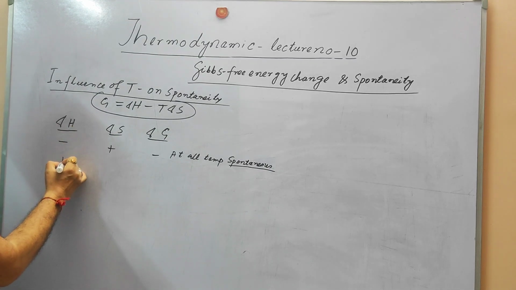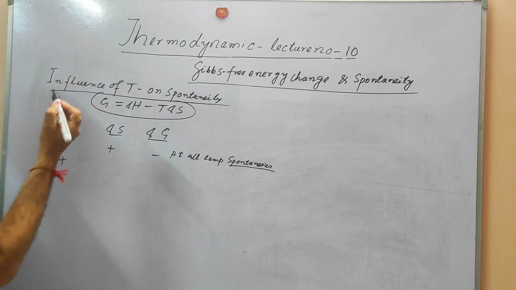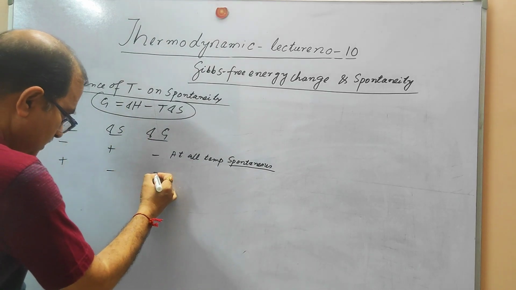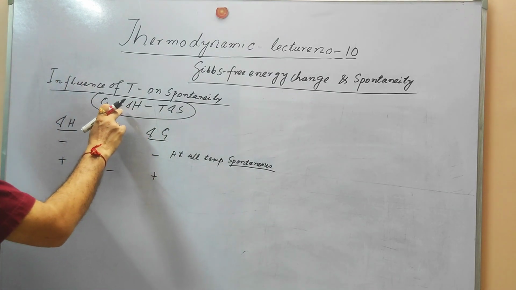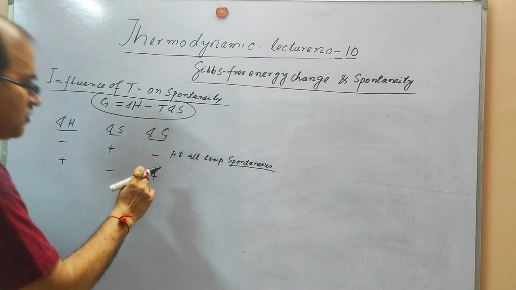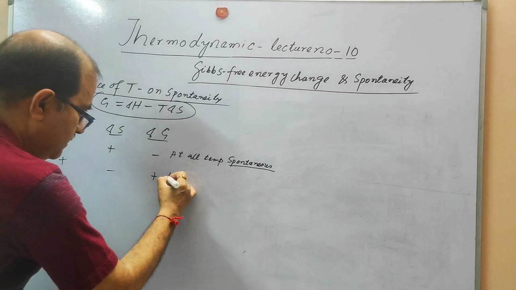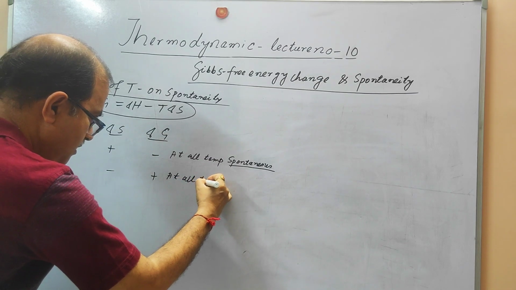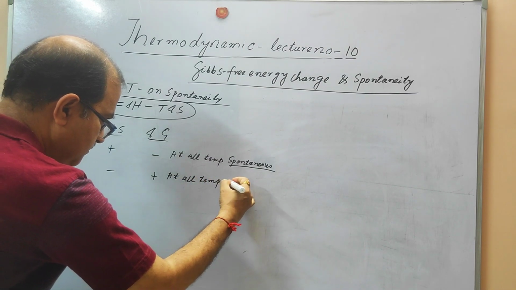Just to reverse it, suppose the enthalpy change is plus and the entropy change is minus, negative. At that time, both terms in delta G are plus. So delta G will always be plus, and at all temperatures it will be non-spontaneous.